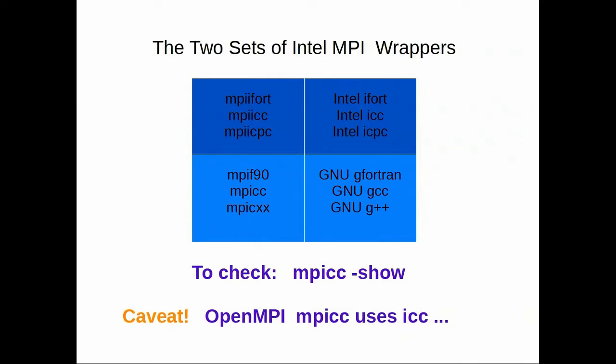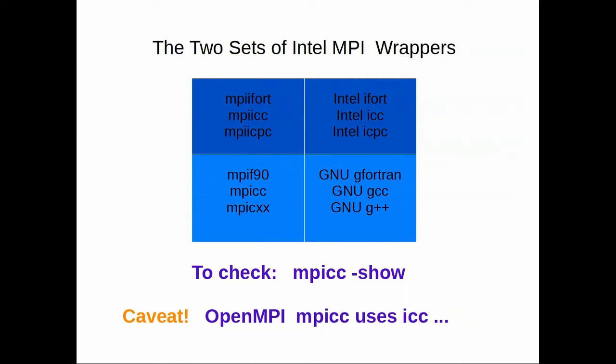And you can tell what they're doing as shown below the box, the table. If you ran, for instance, the show switch on one of the wrappers, any of the wrappers will do. So as the example shows, mpicc -show would indicate to you that it's using GCC in the compiler string that's presented.